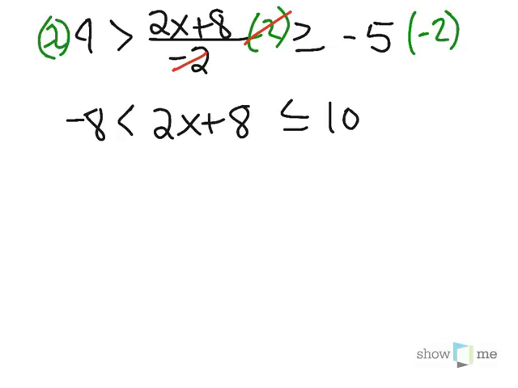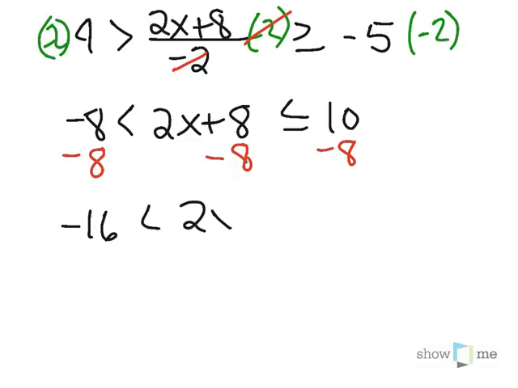Now we're still trying to get x by itself, so we're looking at the middle again. And in order to do that, we're going to need to subtract 8 from both sides. Oh, I mean all three pieces. I keep doing that. And when we do that, on the left piece, we have negative 8 minus 8, giving us negative 16, is less than 2x less than or equal to 2.